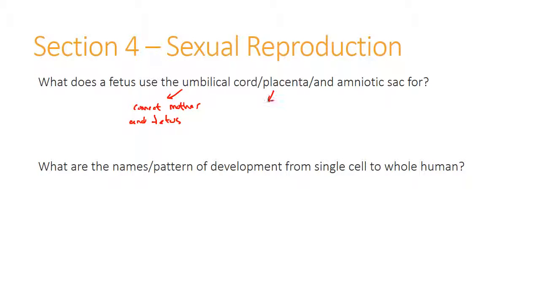We have the placenta. It's like an organ that helps exchange gases as well as nutrients. It's kind of like a filter. We don't just want the mom's blood pumping into the baby, so we use the placenta to kind of act as like a filter to make sure the baby's blood kind of picks up the nutrients and gases from the mother's blood.